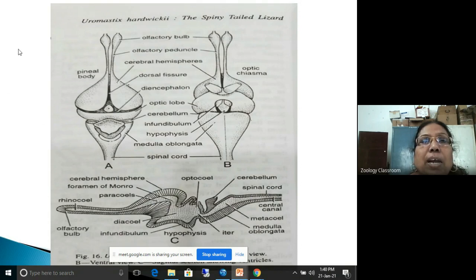So now this brain is called a reptilian brain. It is also well advanced than the fish brain. So these are also divided into forebrain, midbrain and hindbrain.